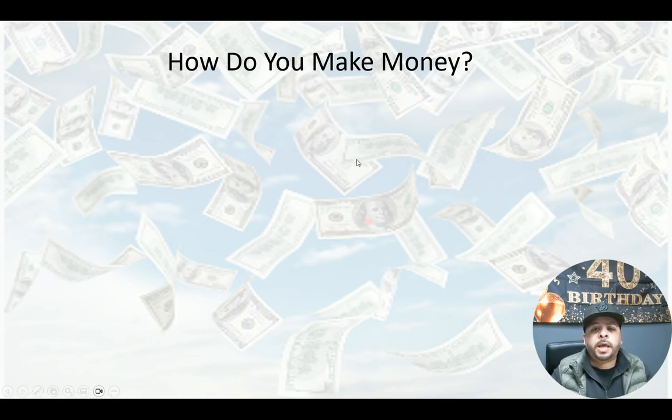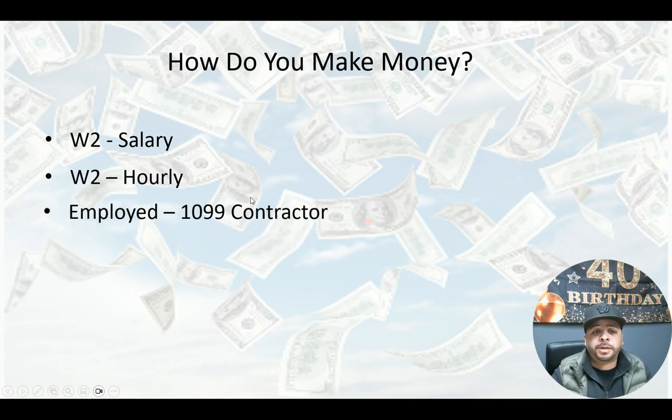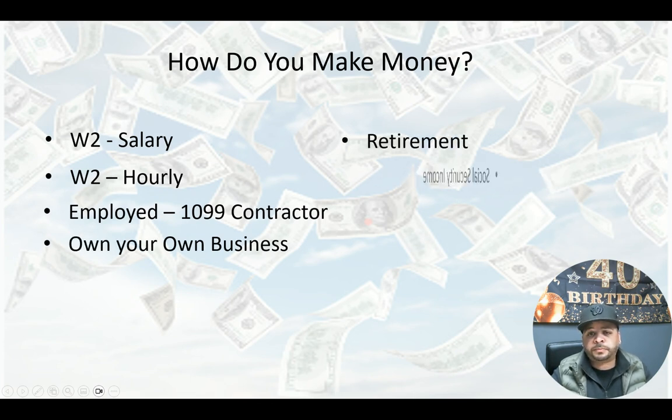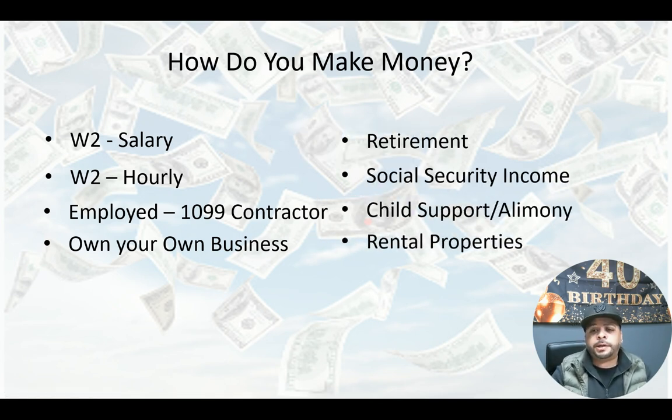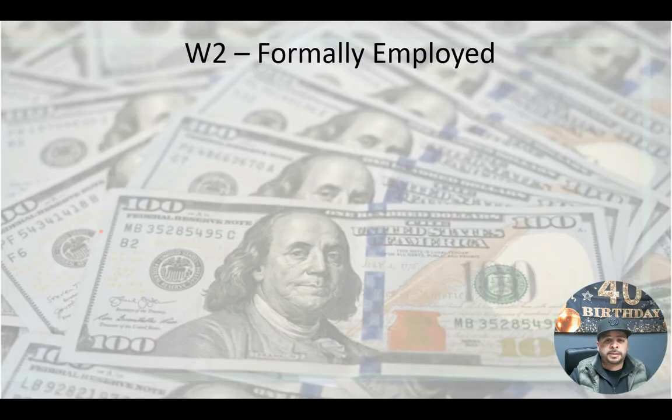Where does your money come from? And it can come from a couple key categories. So, W-2 salary, W-2 hourly, 1099 contractor, you own your own business, retirement, social security, child support, alimony, and then finally rental properties. So all these are different sources. They all have different ins and outs, and we're going to talk about those here in a deep dive and spend quite a bit of time just to make sure that it all makes sense.